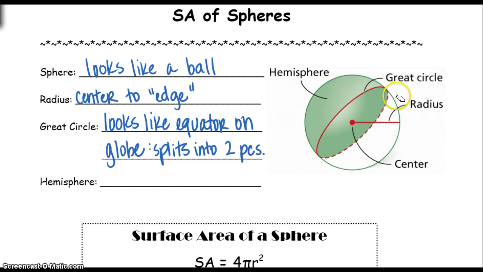So imagine this great circle right here, the equator on the globe. You go slash, and you just cut right through this sphere. Well, when you cut through a sphere, it splits into two parts, and those two parts are called hemispheres. They're just half of a sphere. Okay? So that's all the vocab you really need to know.